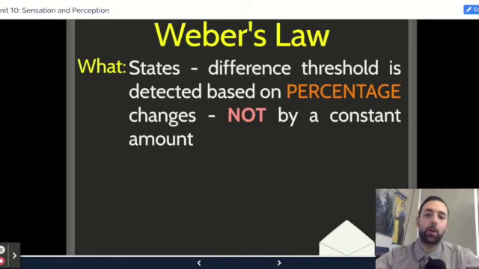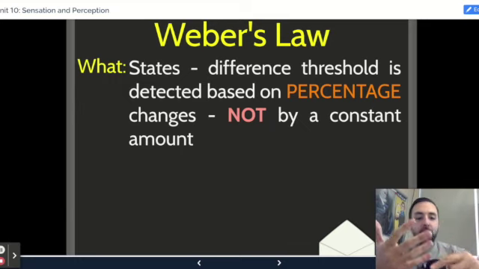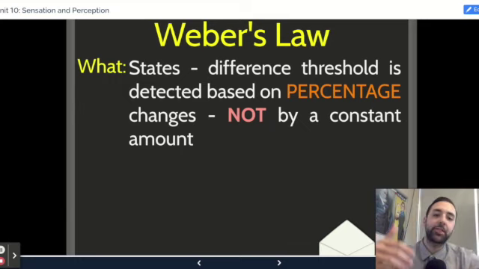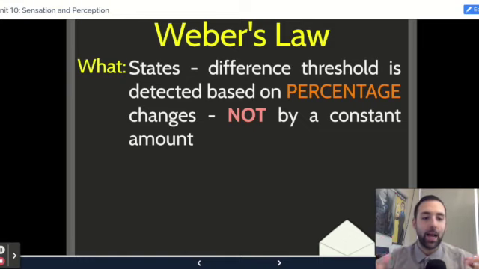We call this phenomenon Weber's law, where it's not like I can add one piece of paper and then another one, and then another one, and then another one, and you always tell that the stack of paper got heavier. It needs to be by a certain percentage. So, for example, if I'm holding 100 pieces of paper, I might need to add 6 pieces of paper, 7 pieces of paper in order to actually detect that it got heavier.